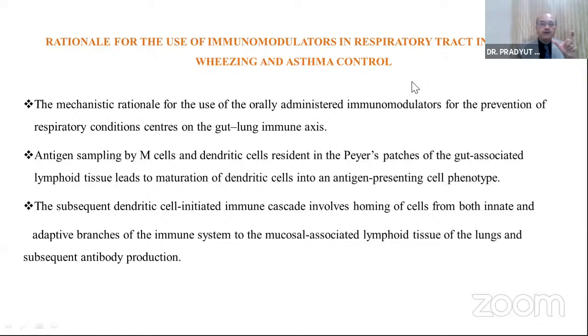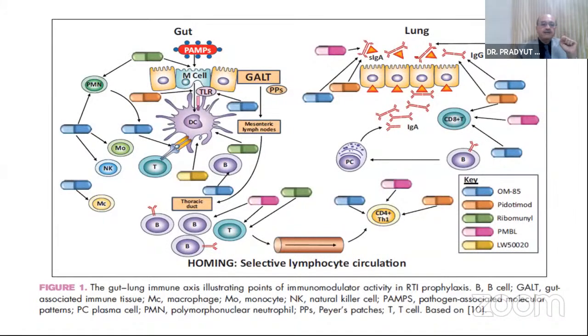That is very important. That's why they say a healthy gut is a route to healthy lungs. That's where the role of a lot of probiotics are coming into vogue now. This is a diagrammatic representation of the gut-lung immune axis. This is illustrating the various points which I have discussed just now.